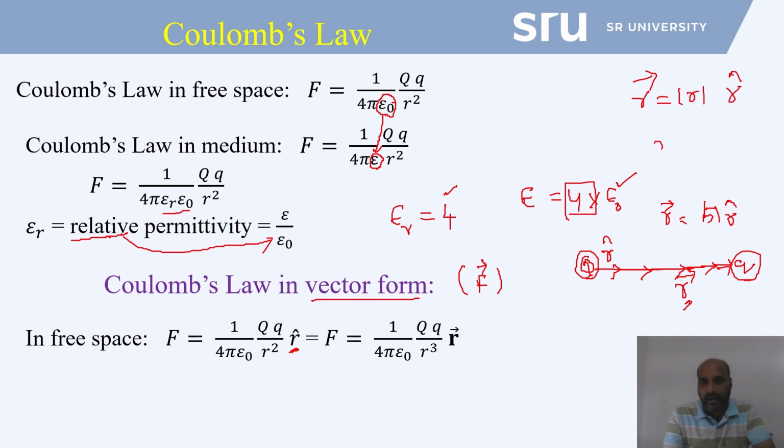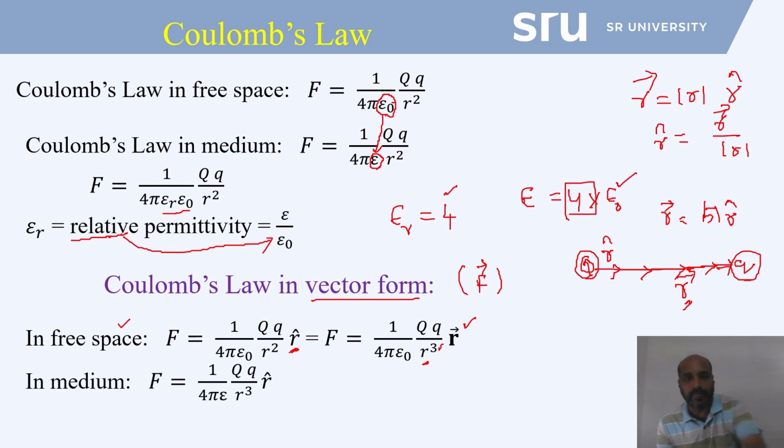Now you can write this r cap as the actual vector r by its magnitude. You can see there, in the magnitude, the power is increased to 3, and instead of r cap, it will be the actual vector r. This equation is in free space. Similarly, if you write that in a medium, instead of epsilon naught, we'll write epsilon. So if it is r cap, it should be r square.